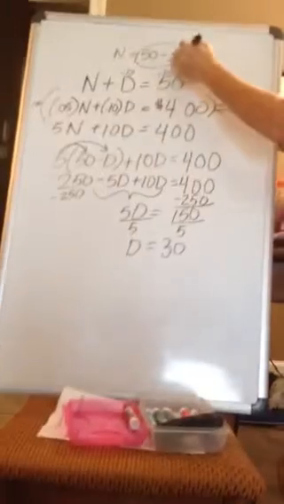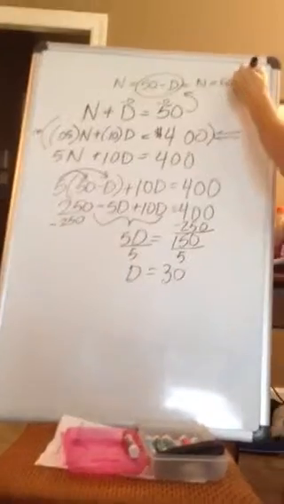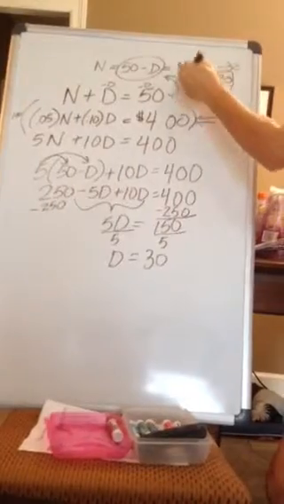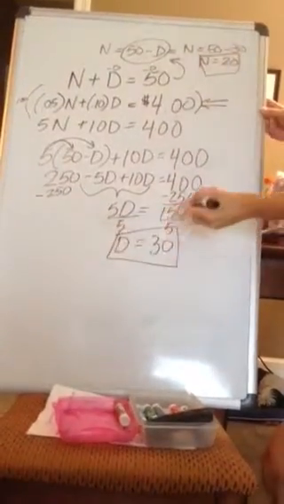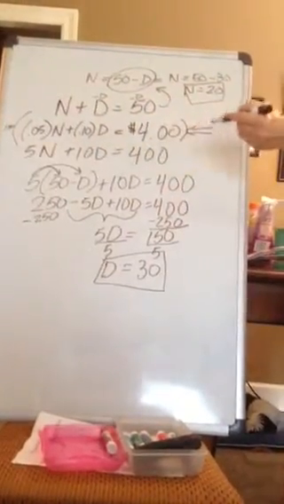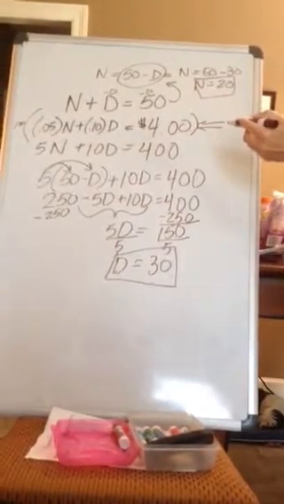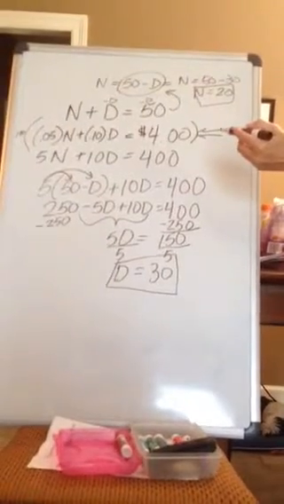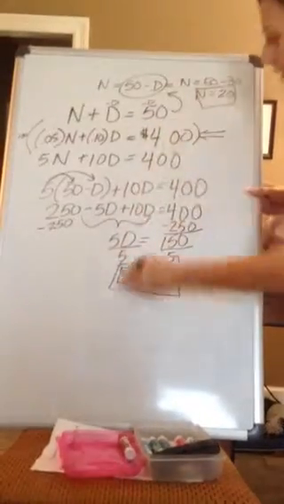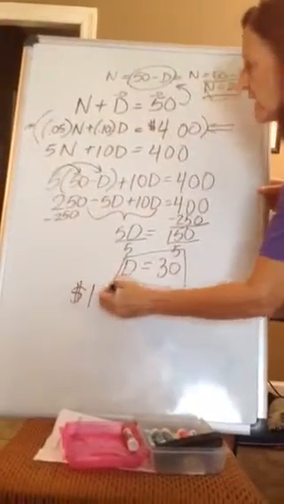I would then put my number of dimes in this equation. My nickels equals 50 minus 30. The number of nickels I have is 20. Now I can easily check my equation by asking myself, how much are 20 nickels worth? 20 nickels times 0.05 gives me $1.